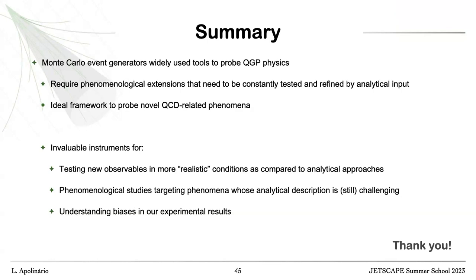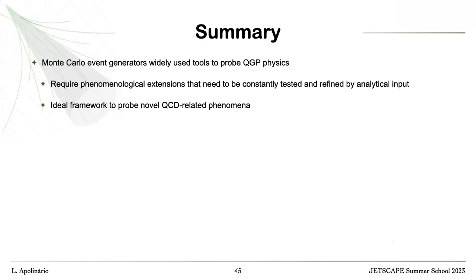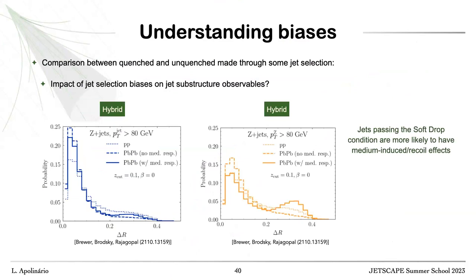So we do have a couple of questions on Slack. One goes back to slide 40, maybe. Let me just read it. It says, why is there an enhancement again after delta R of 0.2? I think that was this one.